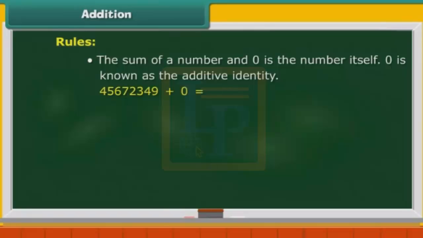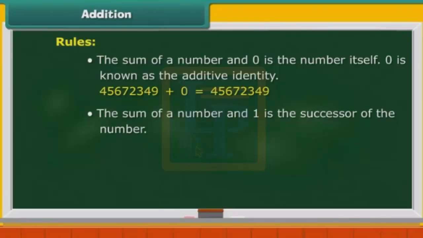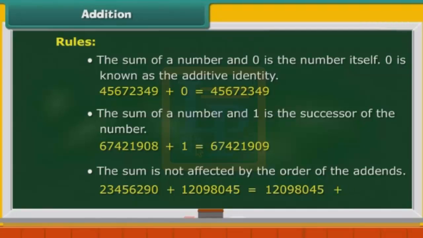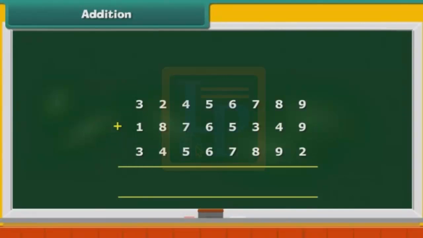45672349 plus 0 is equal to 45672349. The sum of a number and 1 is the successor of the number. 67421908 plus 1 is equal to 67421909. The sum is not affected by the order of the addends. 23456290 plus 12098045 is equal to 12098045 plus 23456290.